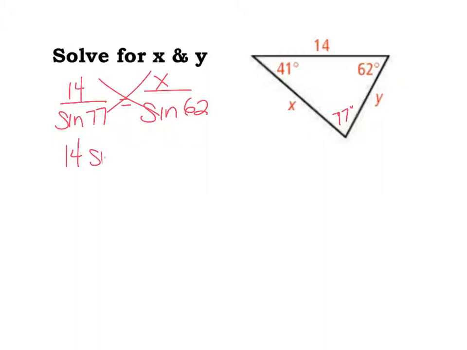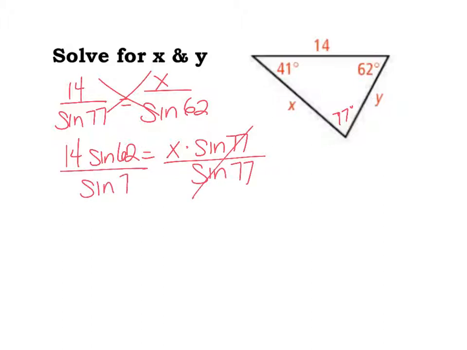Now we do our cross products. 14 times the sine of 62 equals x times the sine of 77. If I'm going to solve for x, I'm going to have to divide by the sine of 77. Really important that you maybe try this in your own calculator, not just trust me on it. I'm going to type 14 times sine 62 and close that parenthesis, or hit equals, that would do it too. Divide by sine of 77. I get 12.7, if I was going to round to the tenth here.